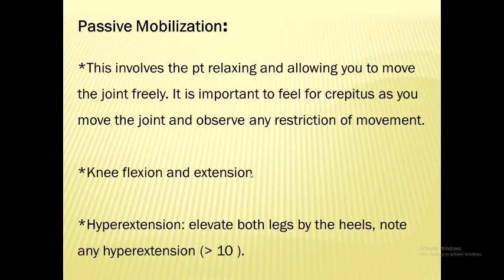Try to feel the crepitus, and you should differentiate between the crepitus in a patient with knee osteoarthritis and in a patient with rheumatoid arthritis. In knee osteoarthritis, the crepitus is coarse, while in rheumatoid arthritis, the crepitus is fine. Then complete the movement in flexion and extension and observe any restriction of movement, for example, if the patient is suffering from flexion deformity.